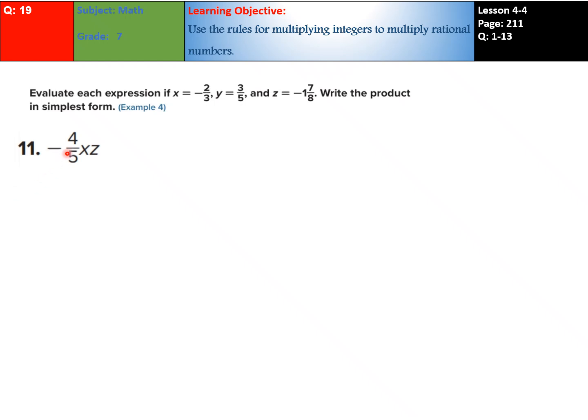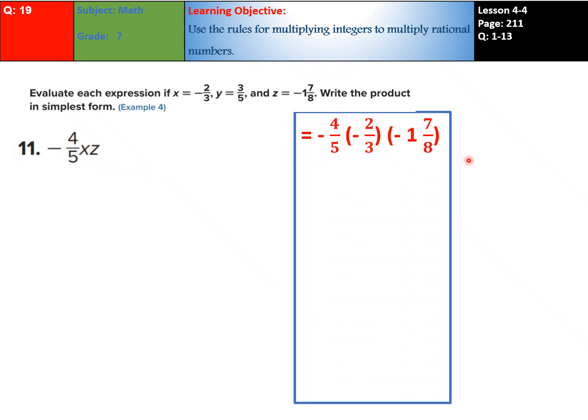So here we have negative 4 over 5 multiplied by x multiplied by z. So what are the values? We will replace them. Here now we have three negative signs. Negative multiplied by negative will become positive, but the third negative sign will again change it to negative. So our answer will be negative.